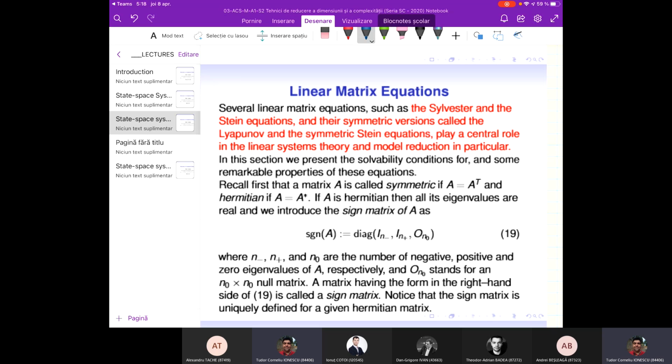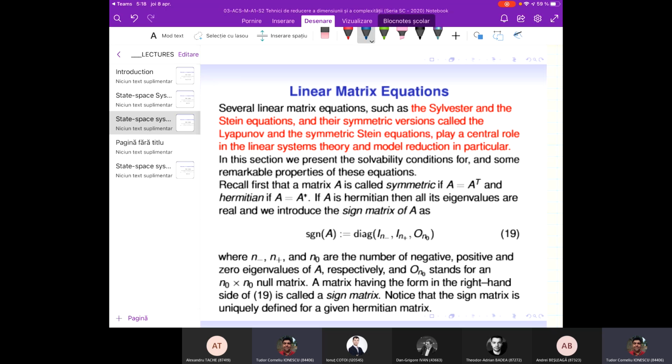We are going to recall here and review a little bit of the linear matrix equations, and you can look into the books I have just recommended for further information. So it says here that several linear matrix equations, such as the Sylvester and the Stein equations, and their symmetric versions called Lyapunov and the symmetric Stein equations, play a central role in linear systems theory and model reduction in particular. So you also need them quite a lot in model order reduction. They are called linear matrix equations because the unknowns, which are matrices, appear only at power 1.